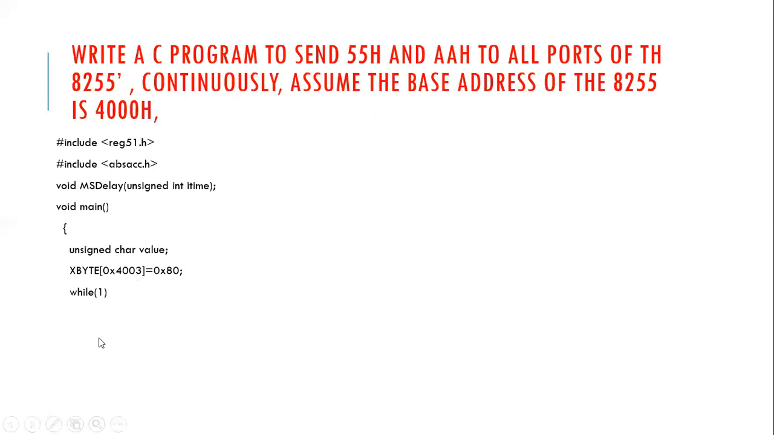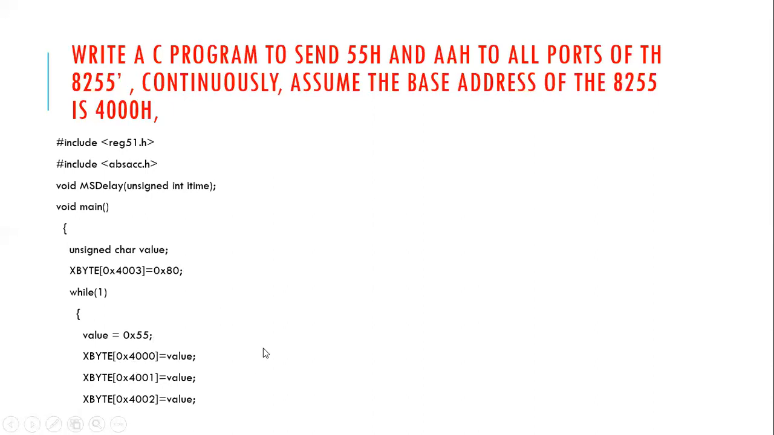Then we start the main program with a while loop, because we are going to repeat it continuously. First we write the value 55H. Now this value should be moved to port A, and port A is pointed to by the address 400H. So the value will be moved to 400H. Similarly, the same value we are moving to all the ports. So to 401 the value will be moved, then to 402 the value will be moved.